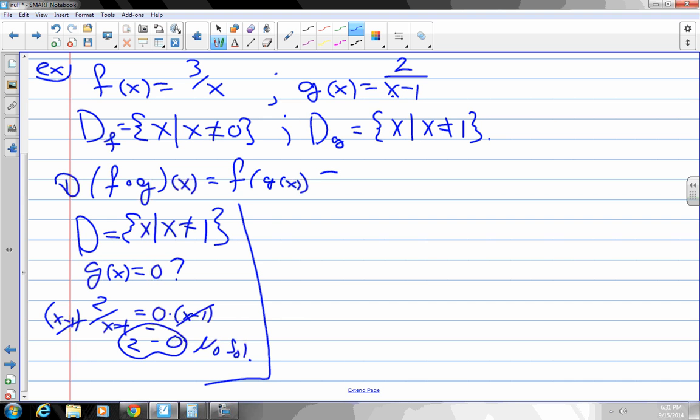Now to actually find the composition, f is 3 over x, and g goes inside of f, so that becomes 3 over 2 over x minus 1. Right, so I took the g function and I put it inside of f, so it replaced the variable. Now, this is an ugly expression. We should probably flip it, so that becomes 3 times x minus 1 over 2. Right, you just multiply by the reciprocal. So that's the composition. And the domain is everything but 1. Is that okay?